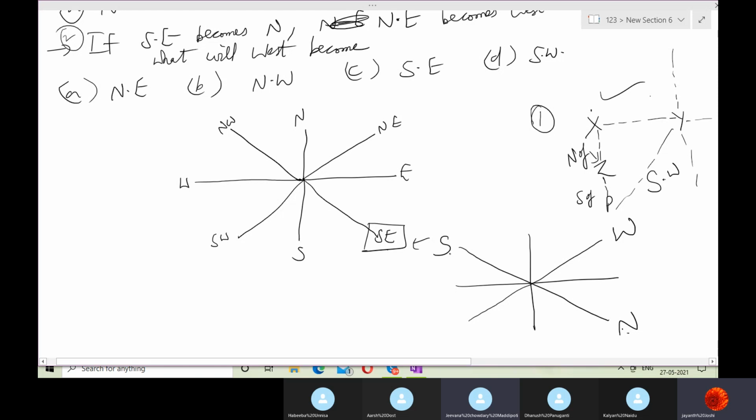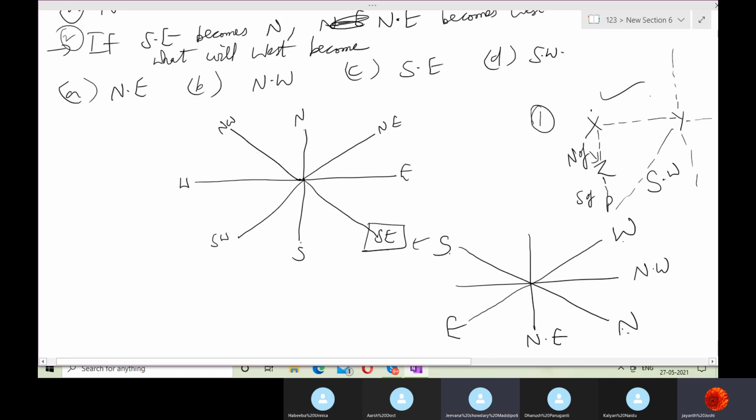If this is north, this will be south. If this is west, this will be east. Correct? Yeah, east. And then what happens between north and east? What do you see? Northeast. Between west and north, what do you see? Northwest.